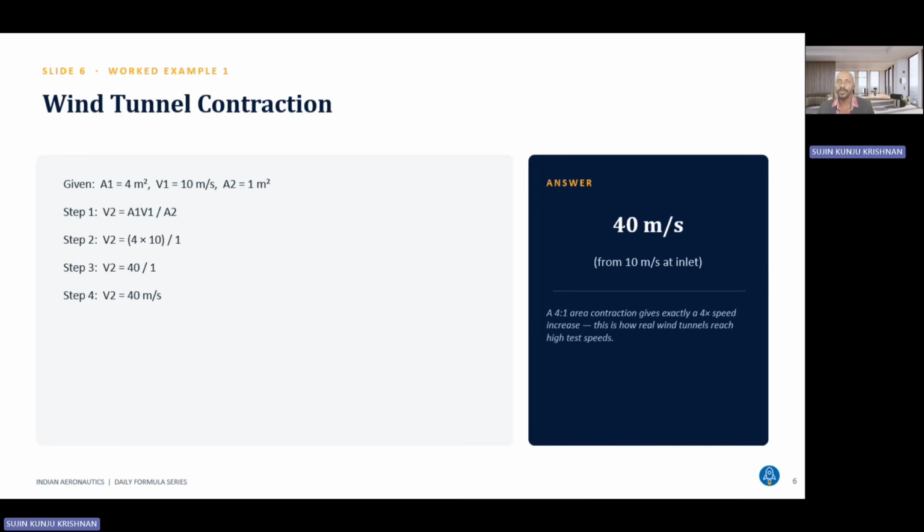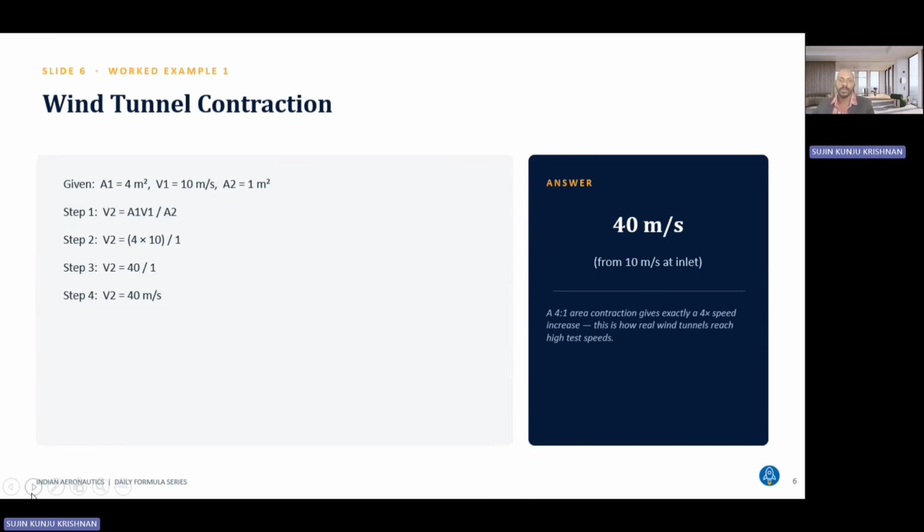Step 4, substitute. V2 equals 4 times 10 divided by 1. Step 5, calculate. 4 times 10 is 40, divided by 1 is 40 meters per second. So the air speeds up from 10 meters per second to 40 meters per second. A 4 to 1 contraction gives exactly a 4 times increase in speed. That's continuity in action, and it's exactly how real wind tunnels are designed to reach high test speeds.